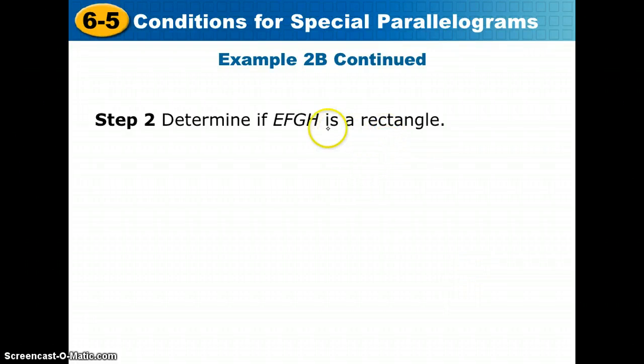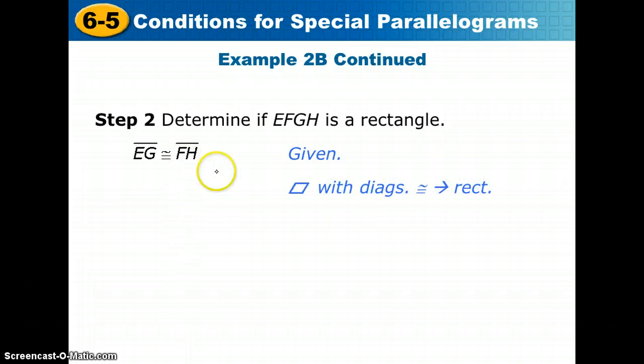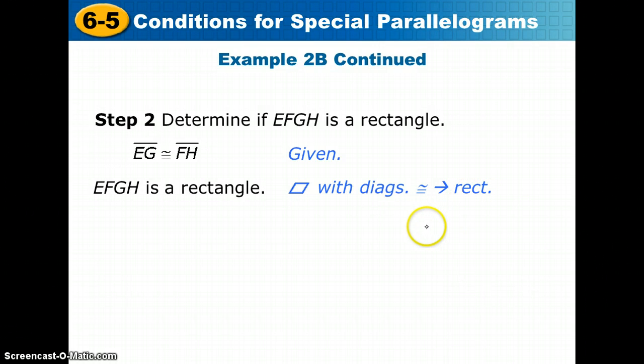Now we're going to determine if that parallelogram is a rectangle. Well, we're given EG is congruent to FH. Those are the diagonals, and a parallelogram with congruent diagonals is a rectangle. That means it is a rectangle.